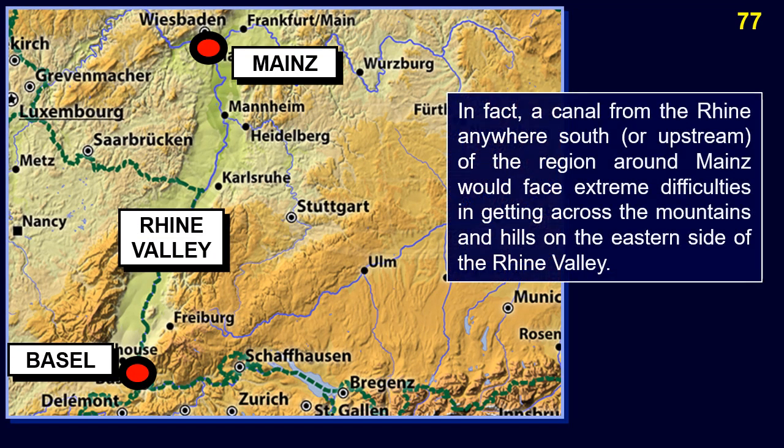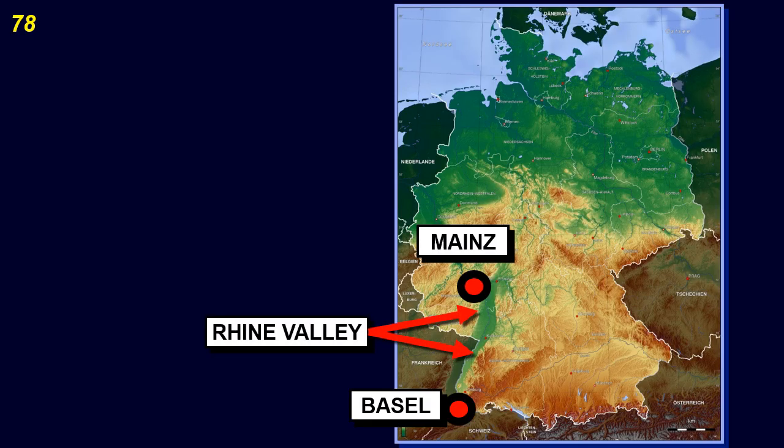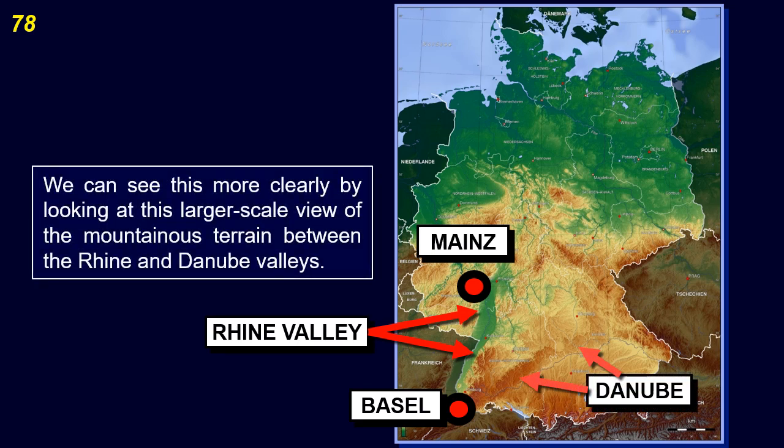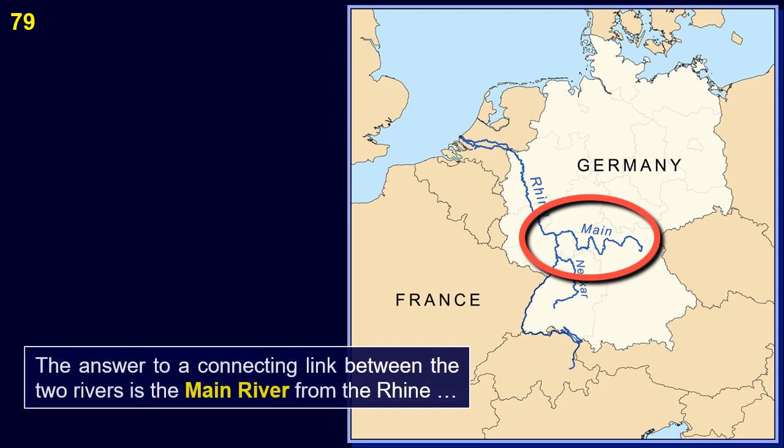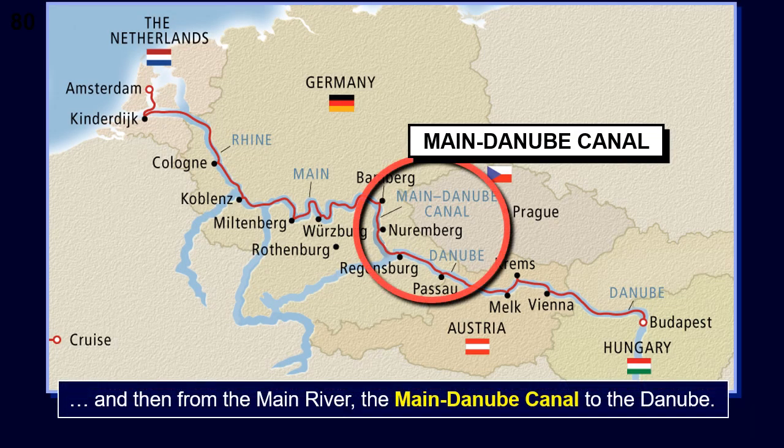In fact, a canal from the Rhine anywhere south or upstream of the region around Mainz would face extreme difficulties in getting across the mountains and hills on the eastern side of the Rhine Valley. We can see this more clearly by looking at this larger scale view of the mountainous terrain between the Rhine and Danube valleys. The answer to a connecting link between the two rivers is the Main River from the Rhine. And then from the Main River, the Main-Danube Canal to the Danube.